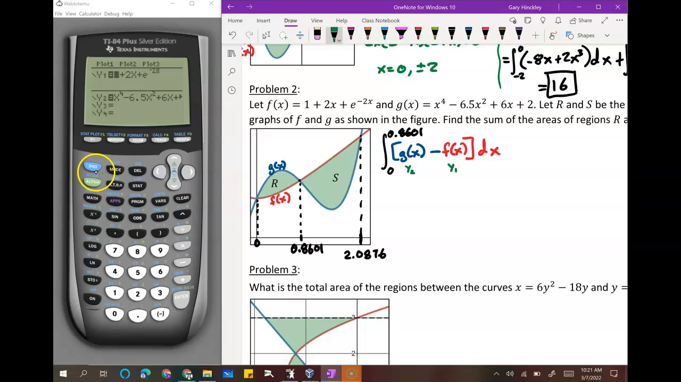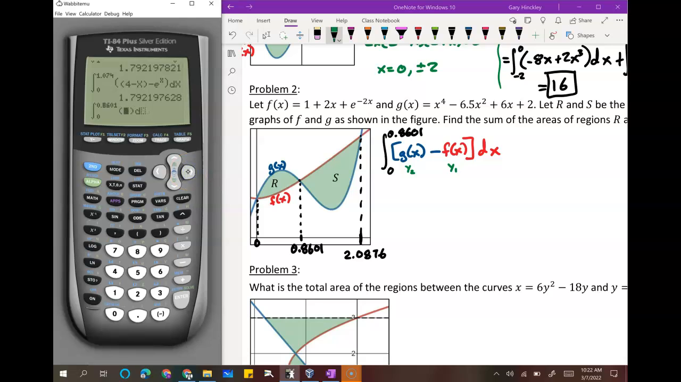So if I go out to here and I do my integral, there is also another way. I have seen it done that you can actually store the intersection points that the graph gives you as a variable. I would have to look that one up. I know it can be done, I just don't know how. So I'm just going to go ahead and put them in as I see them. So that's 0.8601.